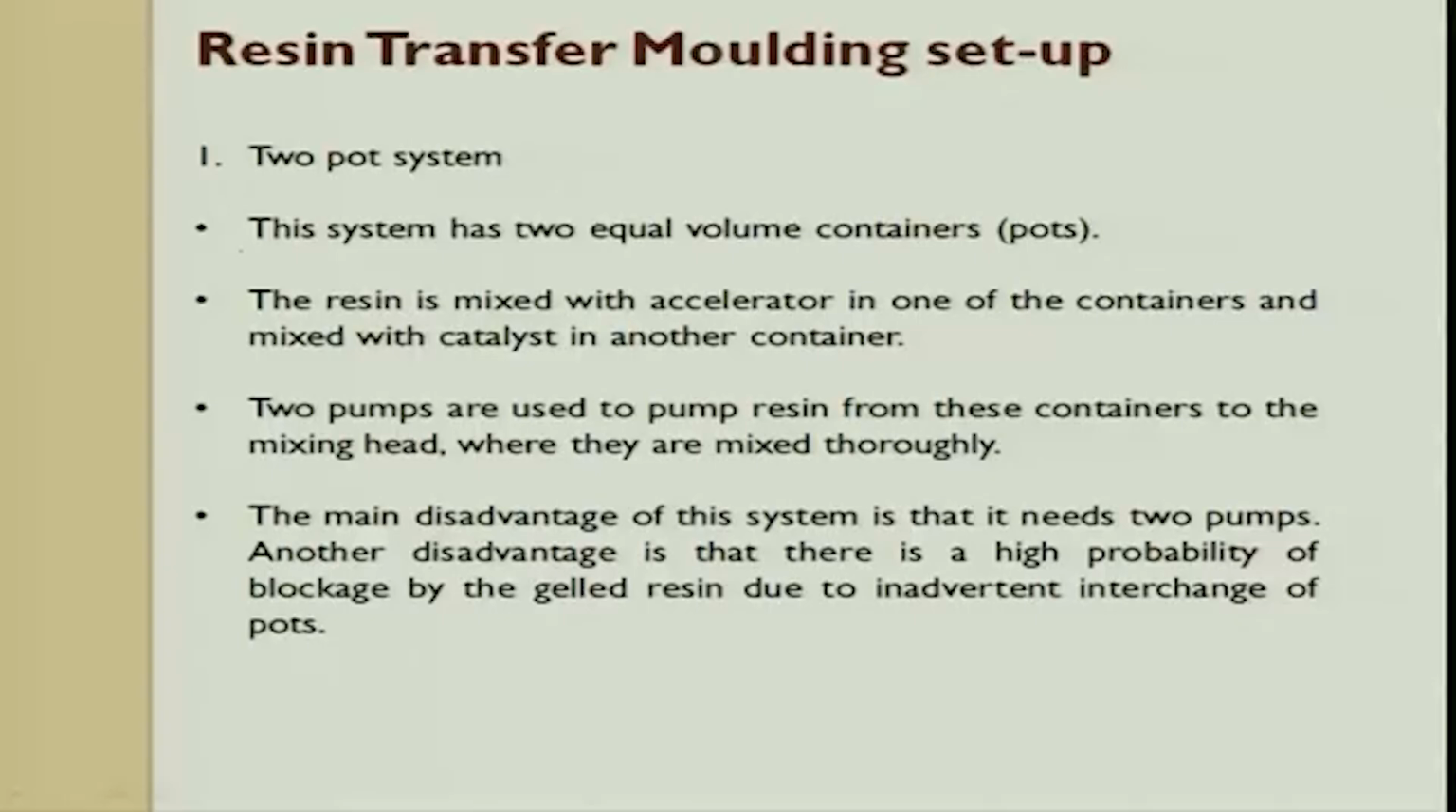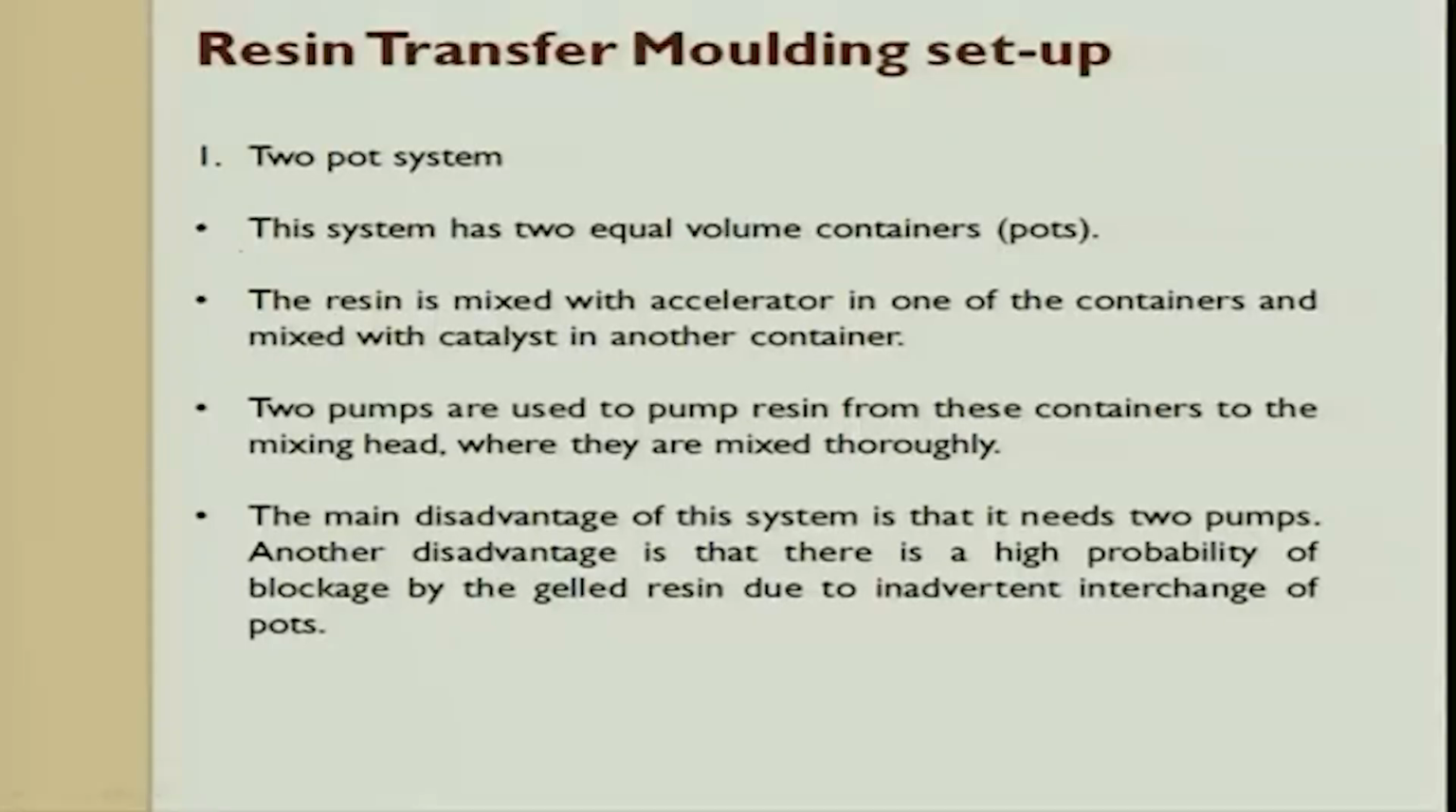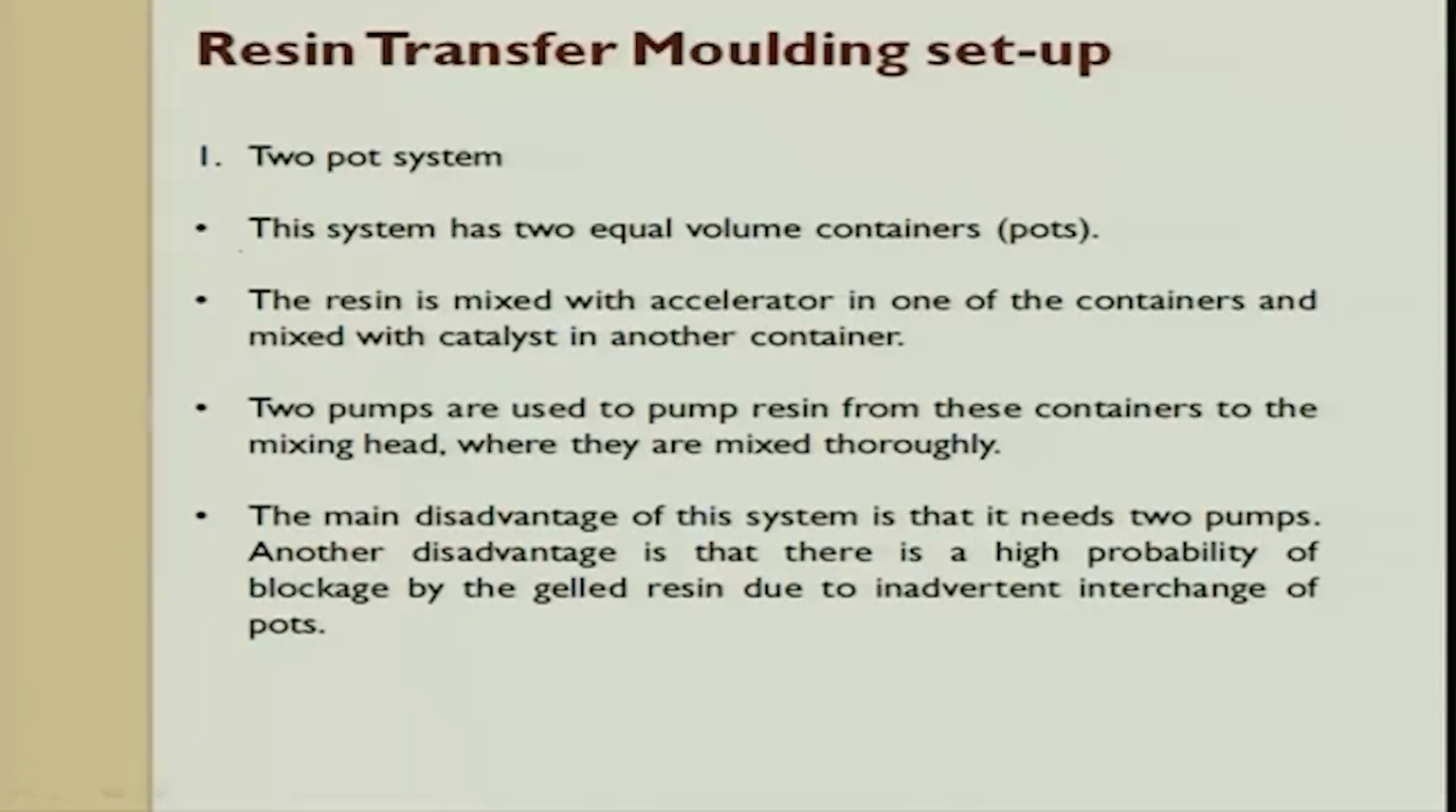The resin is mixed with accelerator in one of the containers, and mixed with catalyst in the other one. Two parts. Two pumps are used to pump the resin from these containers. They move from each other, and then there is a pump which sucks, and there is a mixing which happens thoroughly, and then it is injected inside. The main disadvantage of the system is that it needs two pumps. This is the main disadvantage, two pumps.